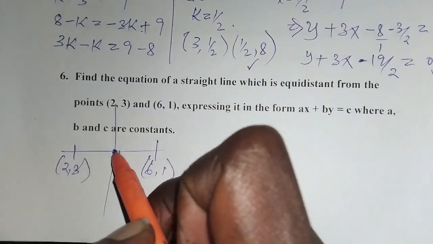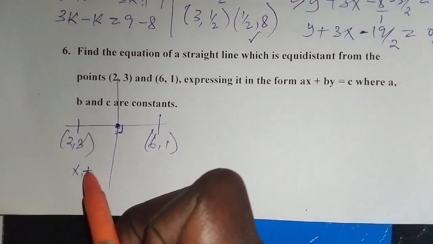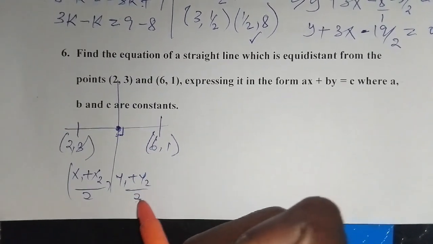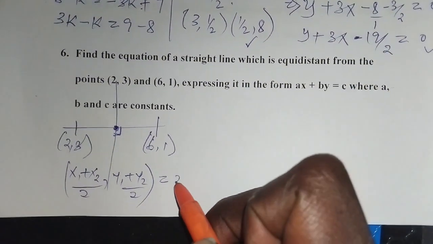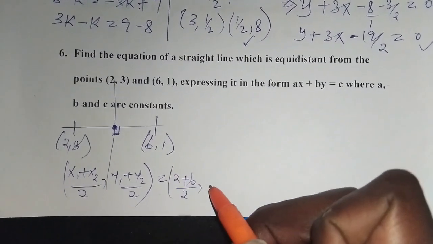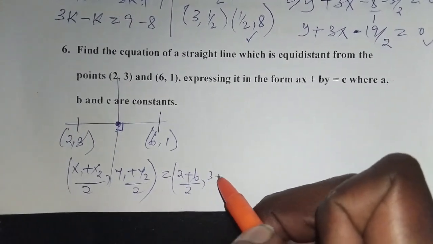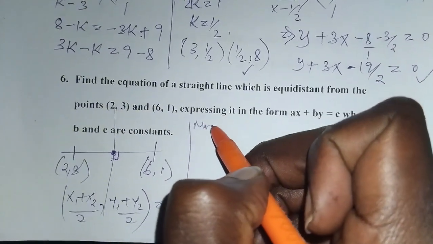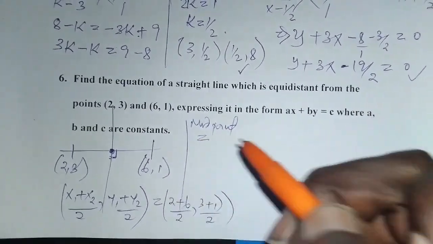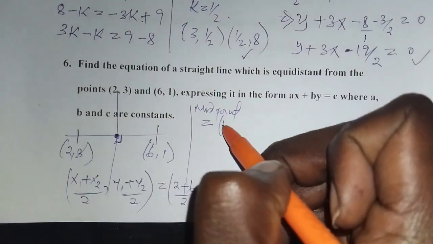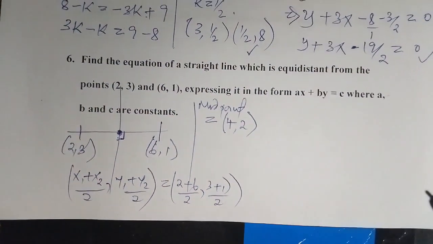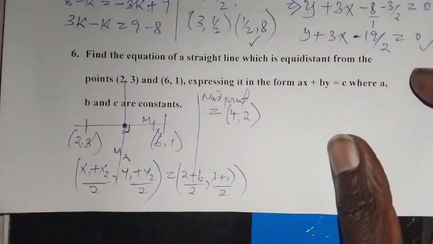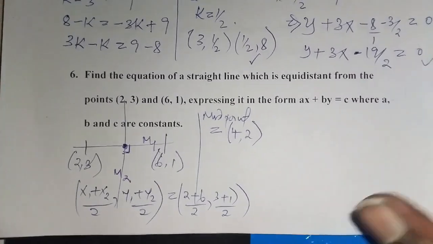So to get the midpoint of these 2 points, we shall have x1 plus x2 divided by 2, then you have y1 plus y2 divided by 2. So it will be 2 plus 6 over 2, then we have 3 plus 1 over 2. So the midpoint, this will be 8 over 2, which is 4, then you have 2. So we find m1, then we also come and find m2 for that perpendicular bisector.